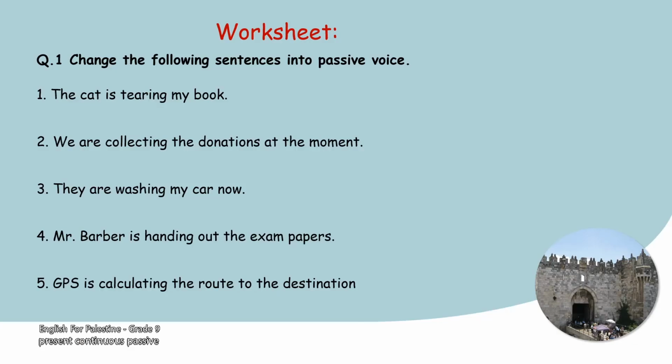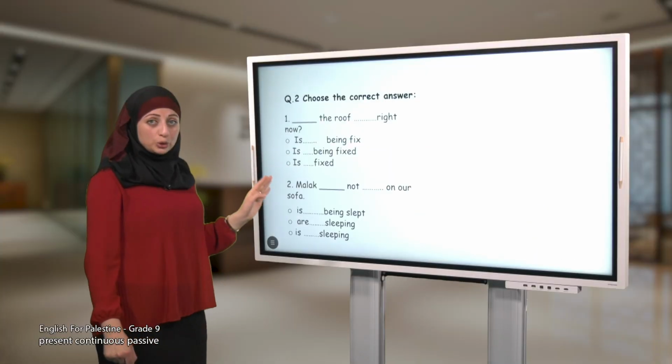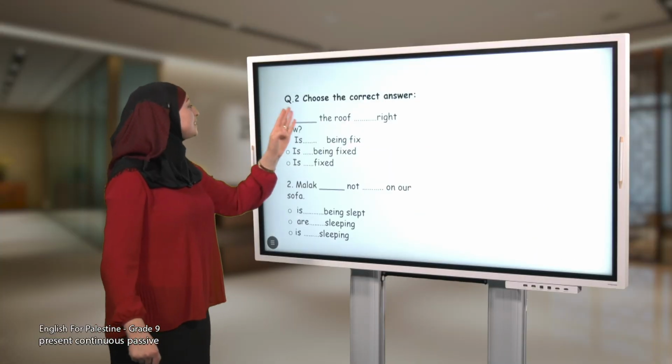The cat is chewing my book. Number two, we are collecting the donations at the moment. Number three, they are washing my car now. Number four, Mr. Barber is handing out the exam papers. Number five, GPS is calculating the route to the destination. Question number two, choose the correct answer.